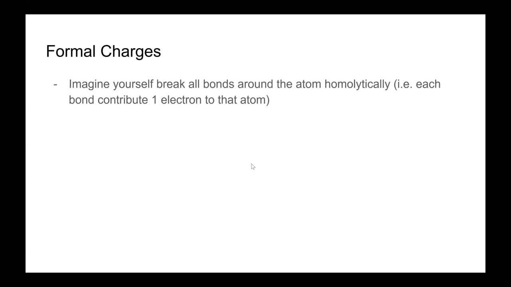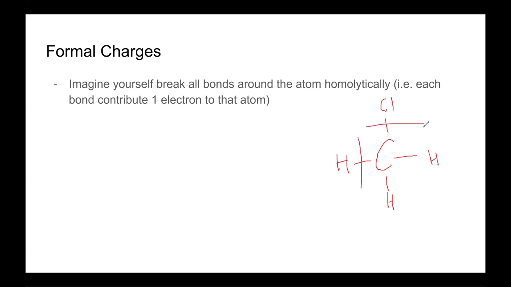So another thing that people often confuse with partial charge is formal charges. Imagine yourself breaking all bonds around an atom homolytically. So imagine you have something like CH3Cl. With a four-bond carbon, you are going to cut all these bonds in half. So the carbon has exactly 4 electrons around it, while the hydrogen has 1 electron around it, and the chlorine has 7 electrons around it.